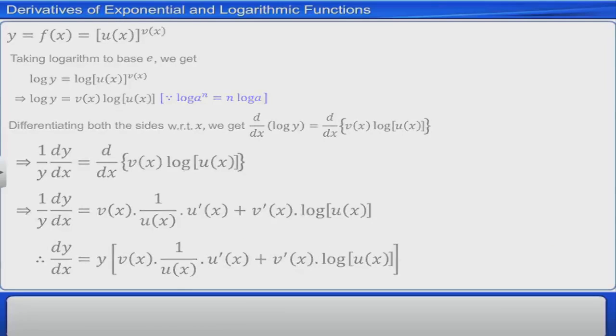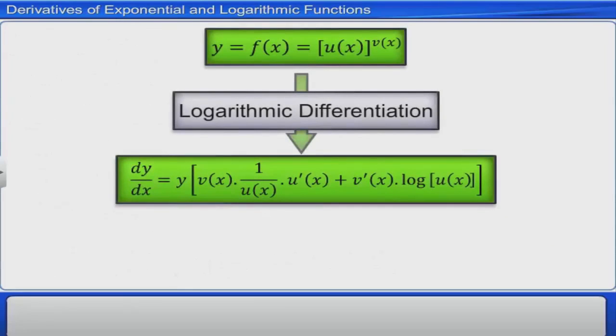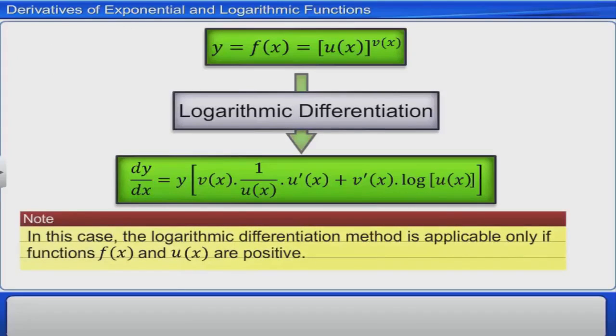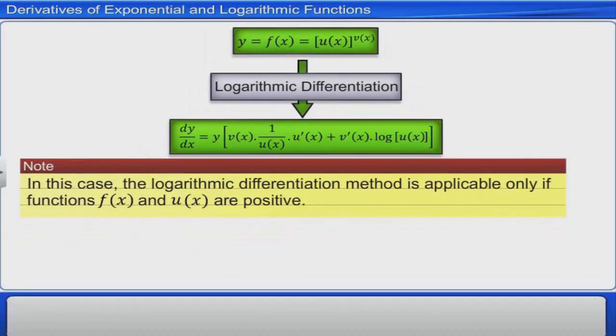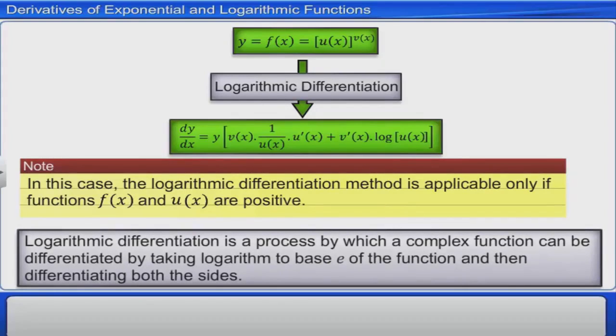This process of differentiation is called logarithmic differentiation. Note that this method is applicable only if functions f of x and u of x are positive, because logarithms of negative quantities are not defined. Logarithmic differentiation can be applied to find the derivative of any complex function. Hence, we can say that logarithmic differentiation is a process by which a complex function can be differentiated by taking logarithm to base e of the function and then differentiating both the sides.